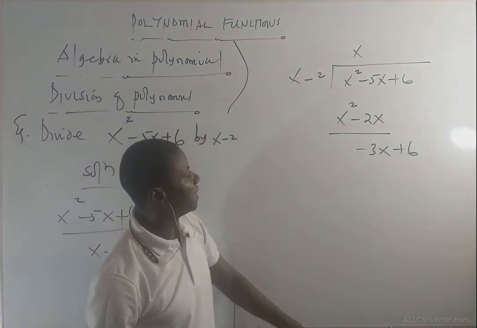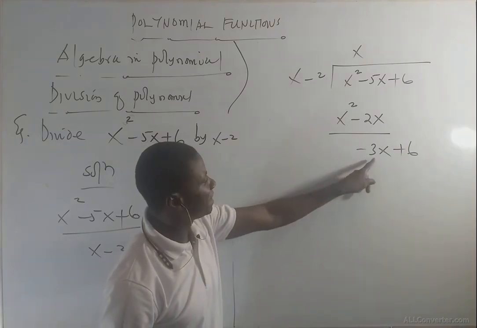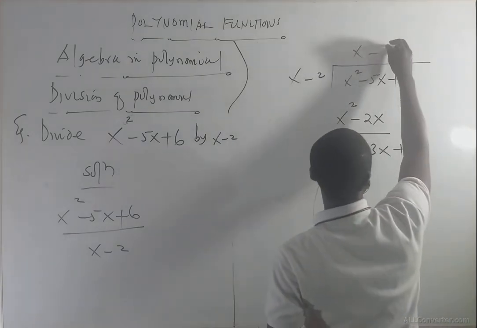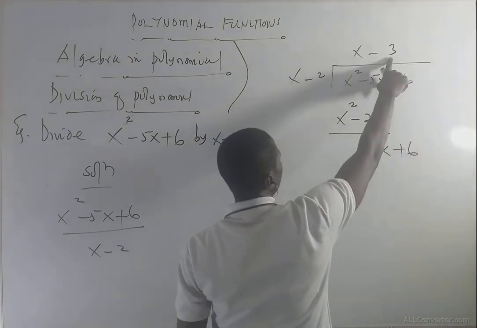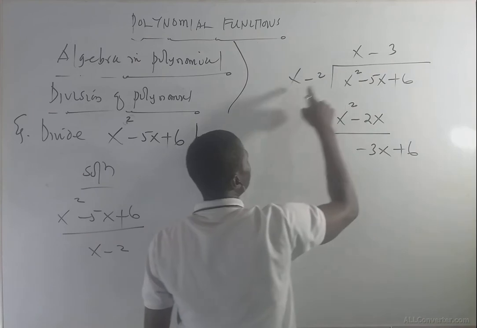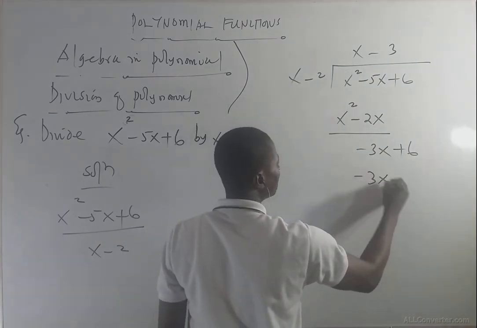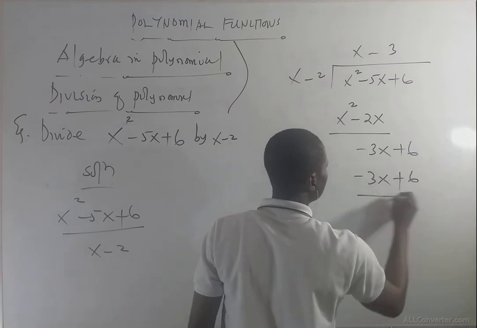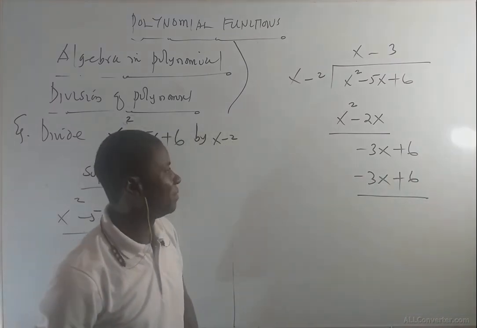Then we start the division again. Minus 3x divided by x will give us minus 3. Then whatever we get, we multiply by the divisor. So minus 3 times x will give us minus 3x, and minus 3 times minus 2 will give us plus 6. We underline, so you know where the bracket and the minus is again.